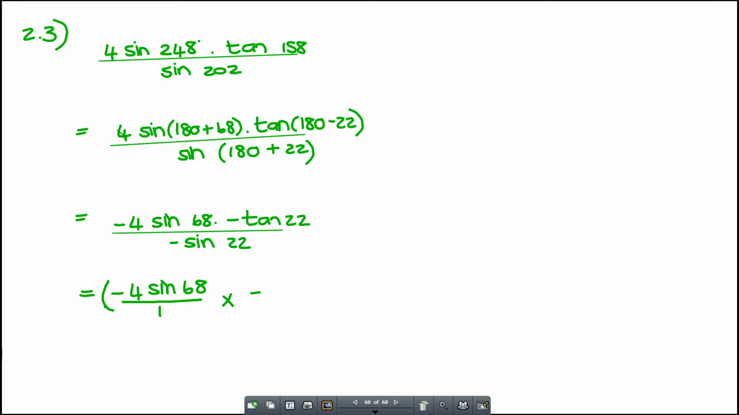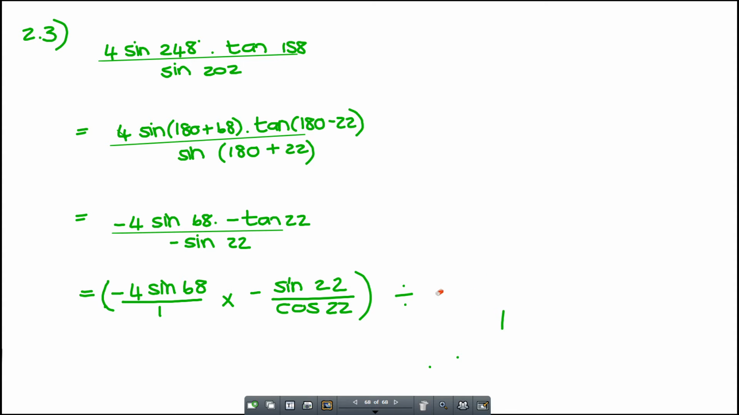Julle hierdie tan verander ek nou na, nie skrik nie, dis die aircon. Sin 22 op cos 22. Sin over cos is the same as tan, nee? And then wanneer hierdie stukkie skryf ek, wil net eers verduidelik, it would have been divided by minus sin 22 over 1. But I'm going to change that division to multiplication.